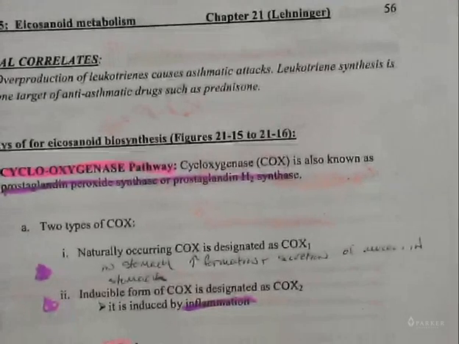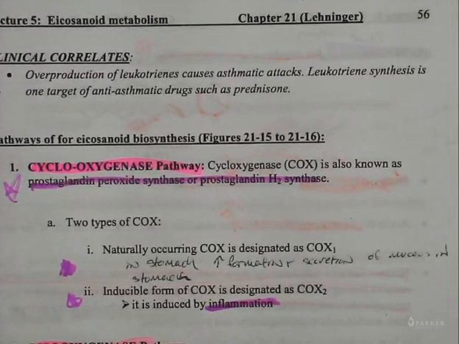I'm going to talk about it. Overproduction of leukotrienes causes asthmatic attacks because leukotrienes cause constriction of the airways to the lungs. What's that called when you constrict the airways to the lungs? Bronchoconstriction. So leukotrienes cause bronchoconstriction, and if you produce too many, you get asthmatic attacks. Leukotriene synthesis is one target of anti-asthmatic therapy. So leukotrienes are very responsible for asthmatic attacks.